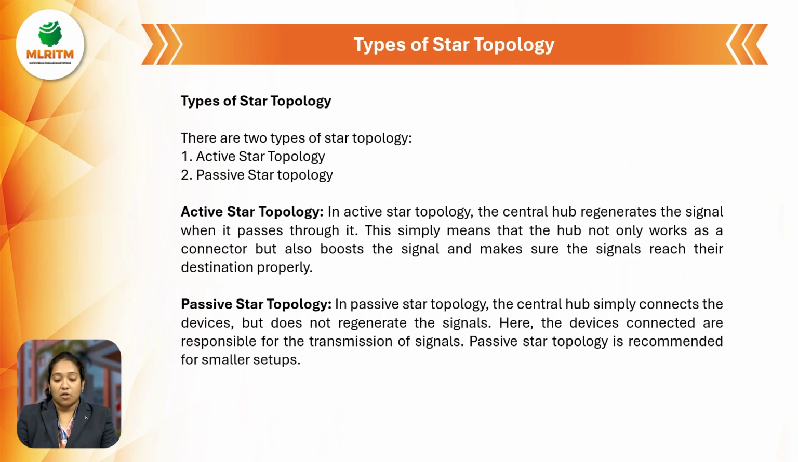Star topology is divided into two types. First one, active star topology. Second one, passive star topology. First of all, what is active star topology? In active star topology, the central hub regenerates the signals as they pass through it. This simply means that the hub not only works as a connector but also boosts the signals and makes sure the signals reach their destination properly.